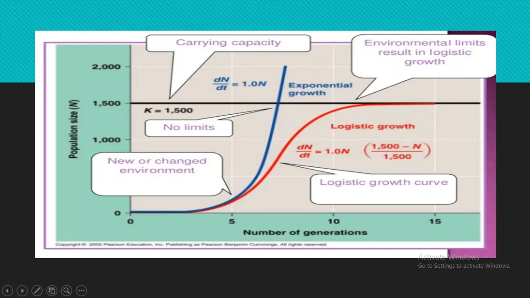So sabihin natin yung population size is 1.15 individuals. Sa logistic growth, hanggang dun lang yung paglaki niya. So tapos stagnant na din, pababa na. Pero sa exponential growth, if the theoretical environment has abundant resources, walang limits. Patuloy na dadami over time. So yeah.